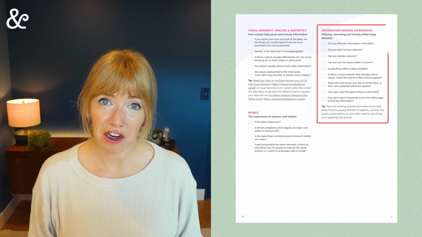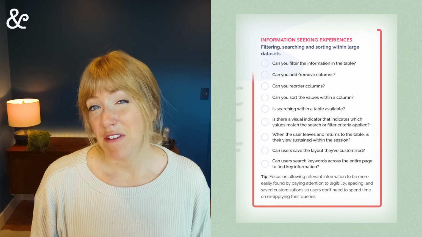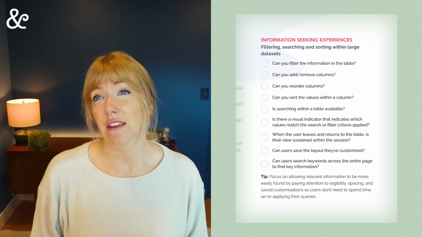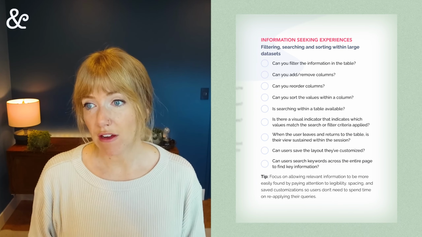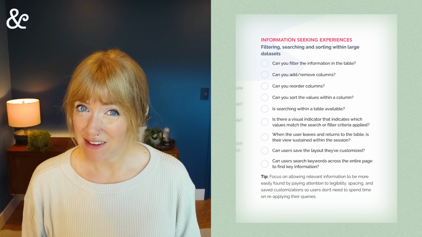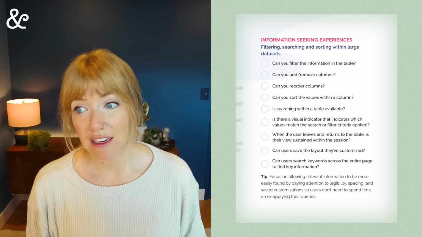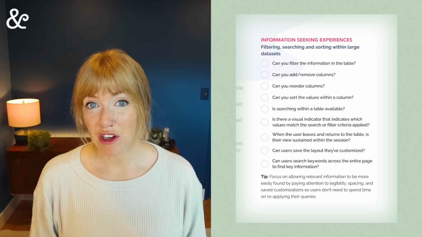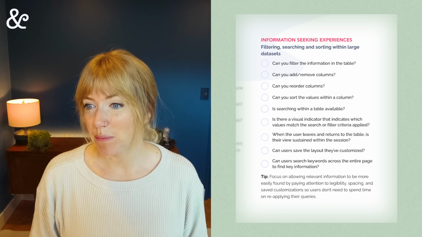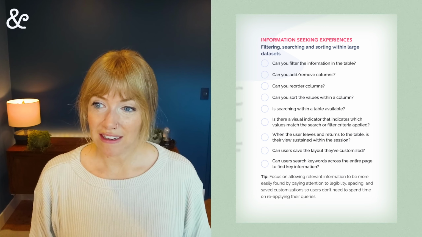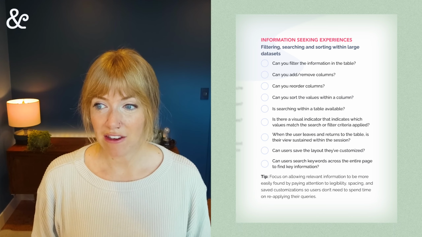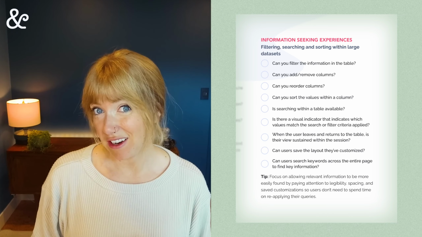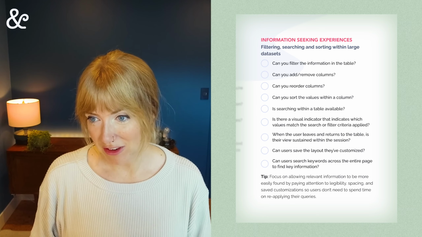Information seeking experiences. Filtering, searching, and sorting within large data sets. So this is like finding information, comparing across things, filtering, all of that. First off, can you filter the information in the table? Can you add and remove columns? Can you reorder columns? Can you sort values within a column? Is searching within a table available? Is there a visual indicator that indicates which values match the search or filter criteria applied? Like system status type of stuff.